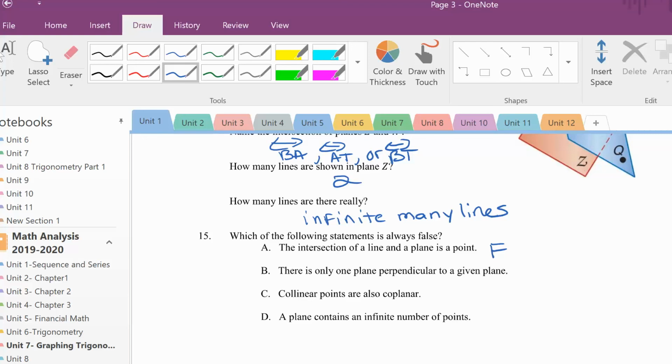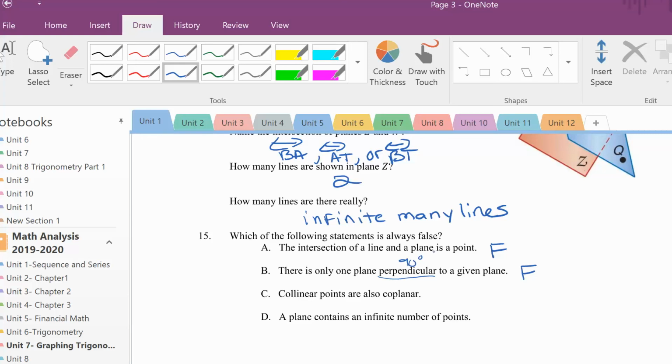There's only one plane perpendicular to a given plane. That is false. You can have multiple planes be perpendicular to a given plane. And perpendicular, as we'll talk about later, means 90 degrees or right angle.